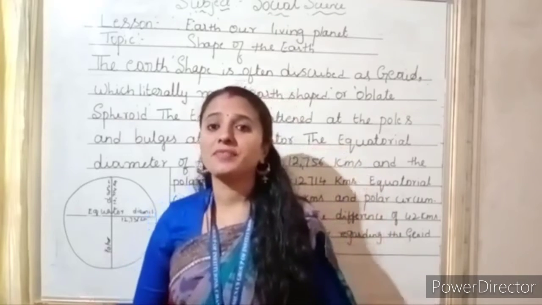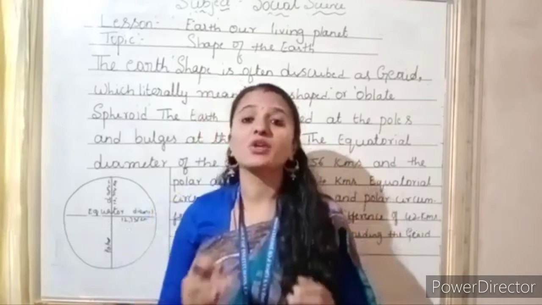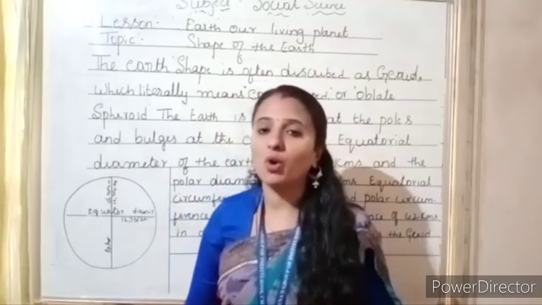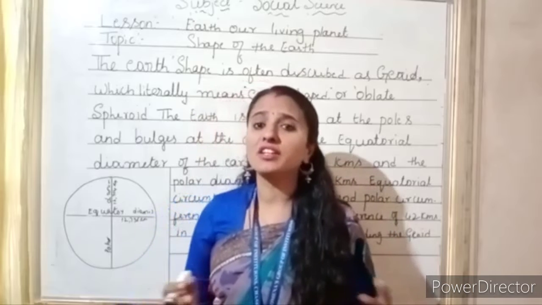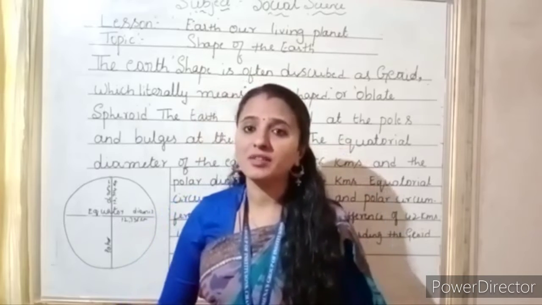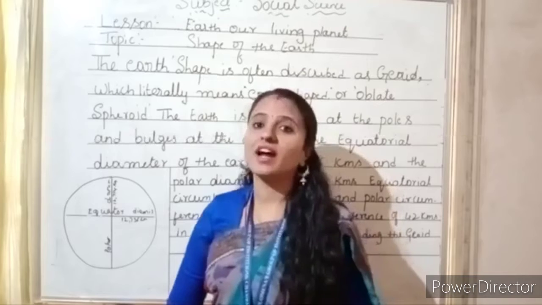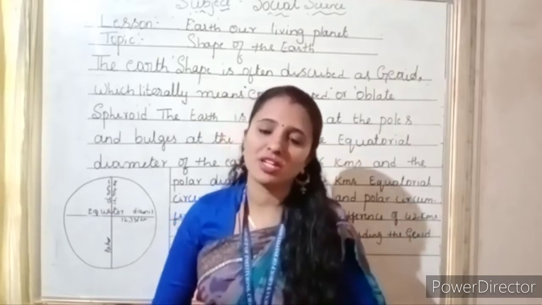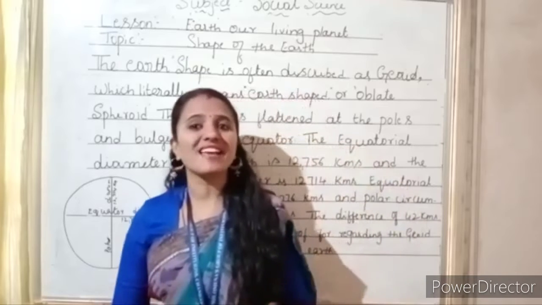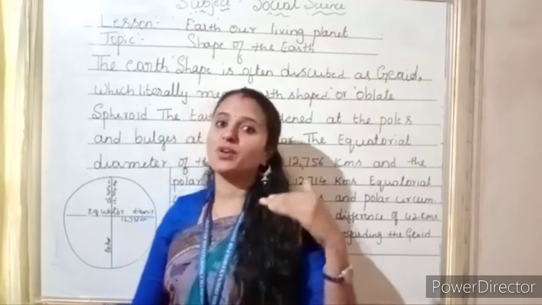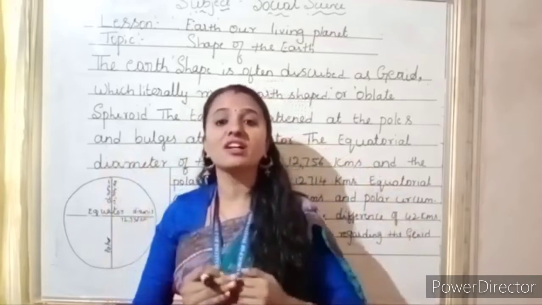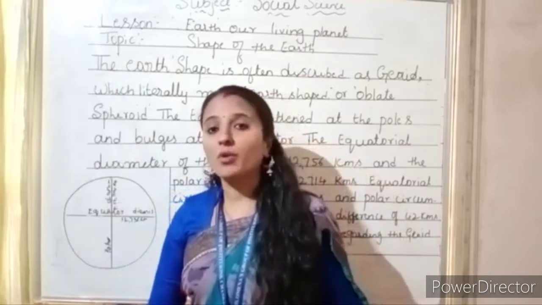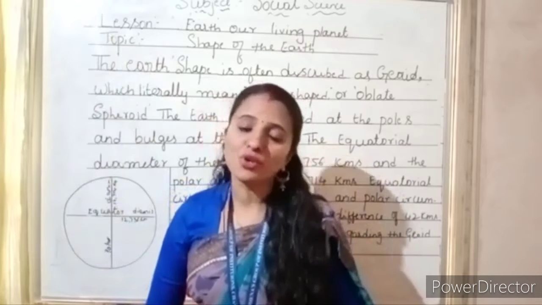Dear students, in the previous videos, you learned about the Earth, our living planet. You learned two topics. The first one is the different names of our Earth: living planet, blue planet and unique planet. You learned why the living planet is called so. You also learned about the size of the Earth, the distance of the Earth from the Sun, and the water bodies and land bodies of the Earth.